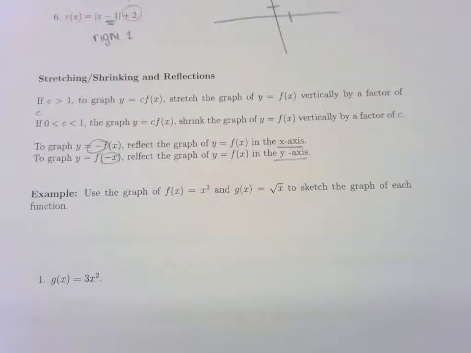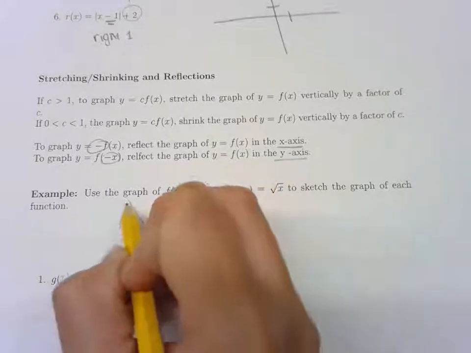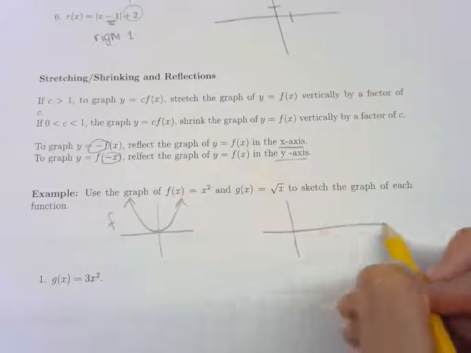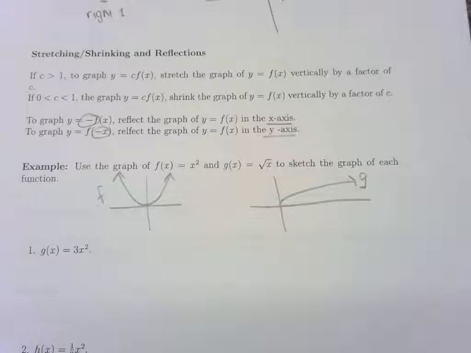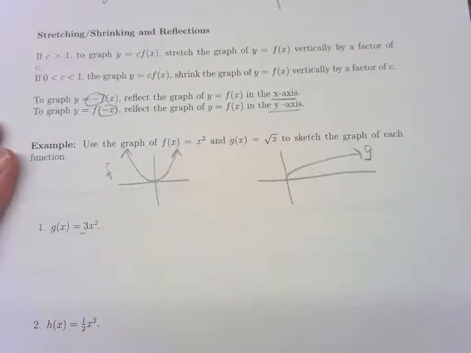Use the graphs of f of x equals x squared, which we know what that looks like, and g of x equals square root of x, which we've also graphed. So go back to your other videos if you're trying to remember how to graph those. Number 1, we have g of x equals 3x squared. So we have a number here. There's no negative or anything.